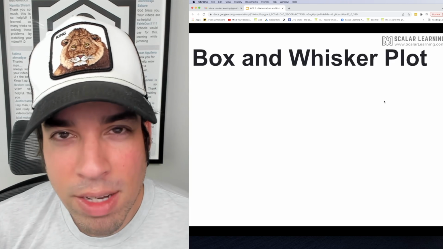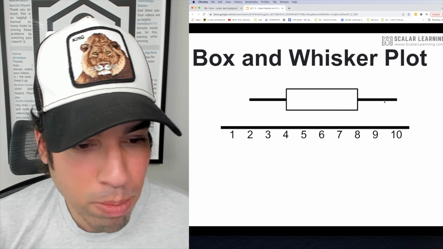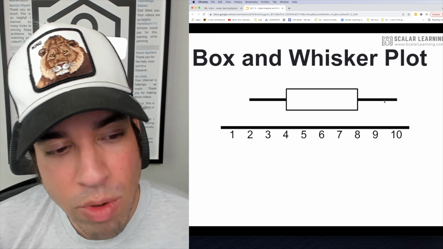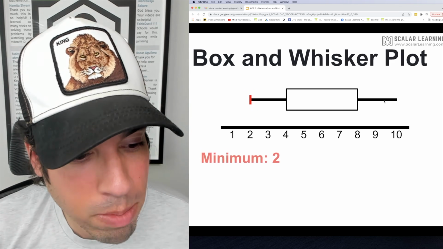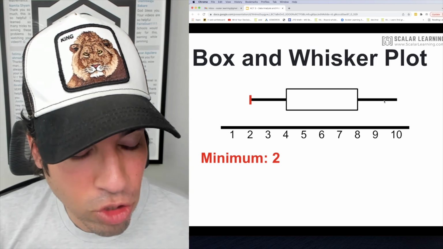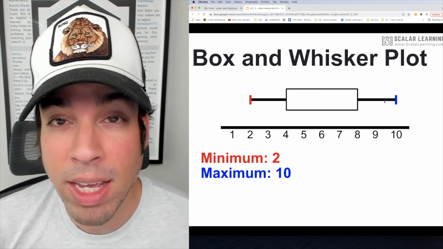Now we're going to talk about box and whisker plots. So what is a box and whisker plot? A box and whisker plot literally looks like this, a box with little whiskers pointing out. So what does it represent? This tail end on the left represents the minimum value of the data set. In this example, the minimum value would be 2. This side on the right represents the maximum value. So here, the max value would be 10.